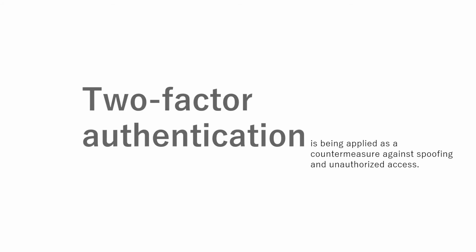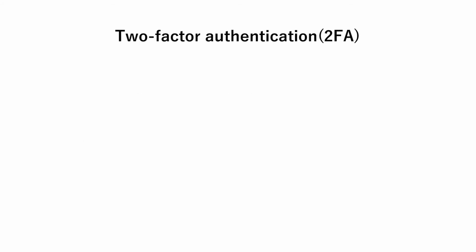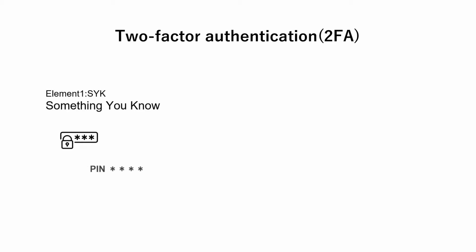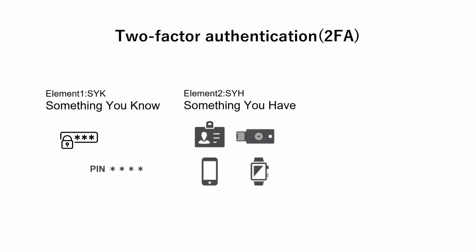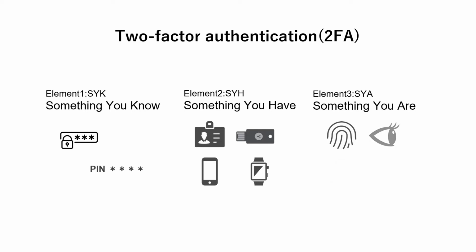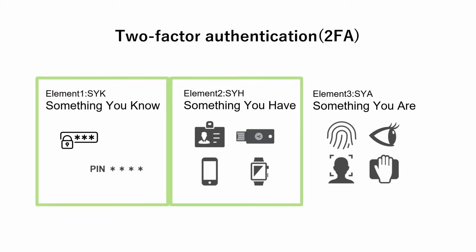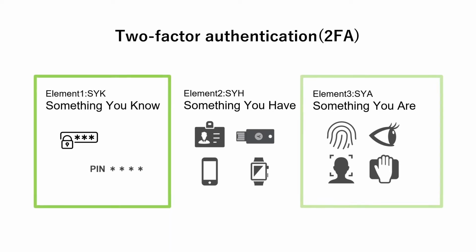Two-factor authentication is being applied as a countermeasure against spoofing and unauthorized access. What is two-factor authentication? Authentication based on knowledge that only the person knows. Authentication using the property owned by the person. Biometric authentication using the physical characteristics of the person. Authentication by combining two of these three elements is called two-factor authentication.